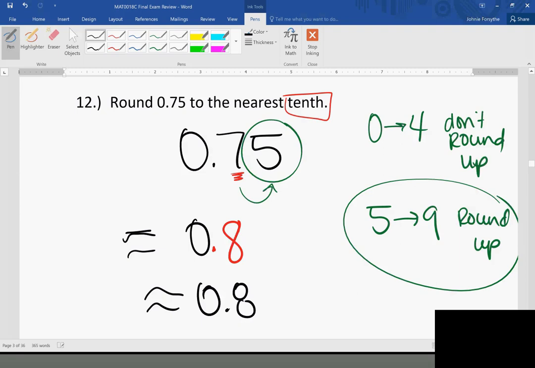Okay? If this was 0.74, when we round it, it would be 0.7. And these squiggly lines basically mean approximately, because we're rounding, so that's what that means. And we don't need to put the 0 after the 8, because that's why we're rounding.